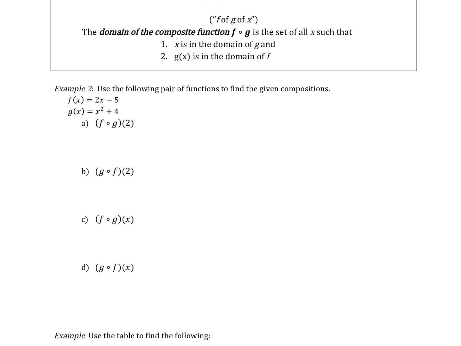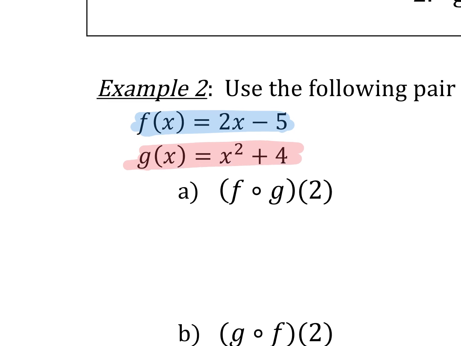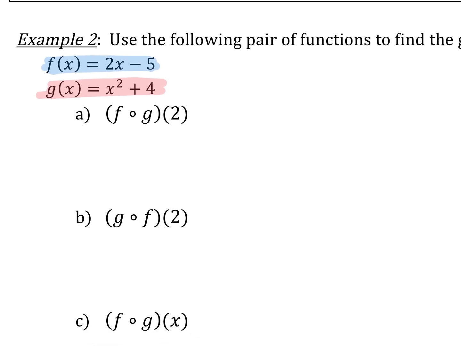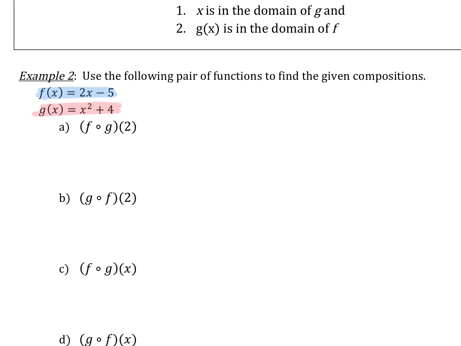All right, so what does this mean? So let's look at an example here where we have two functions. We have f of x, which is defined as 2x minus 5, and we have g of x, which is x squared plus 4. All right. So we want to find these compositions. All right. So this is read f composed with g of 2. So we're putting 2 into this composition function.